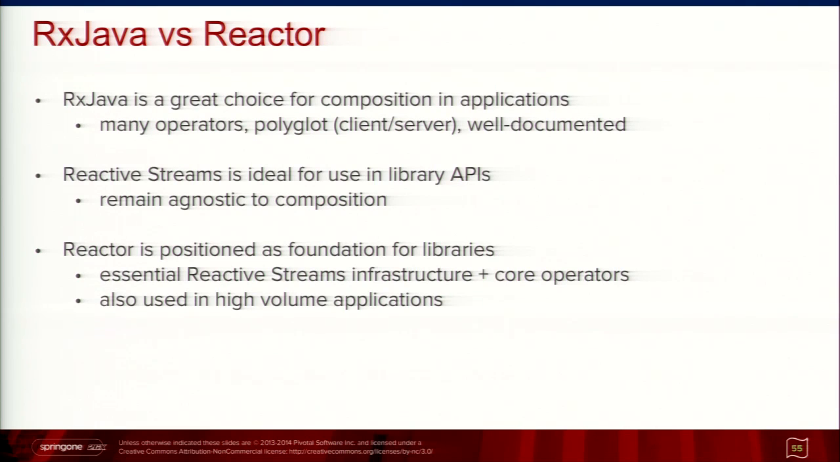Reactive Streams is actually quite well positioned for use in library APIs because it's more focused. And in general, libraries should not be tied to one composition API or another. So if you think about an underlying library like Mongo, they probably want to remain agnostic to what kind of composition is used above, because one application might use RxJava, another one might use Akka Stream, another one might use Reactor Stream. There's no one answer.